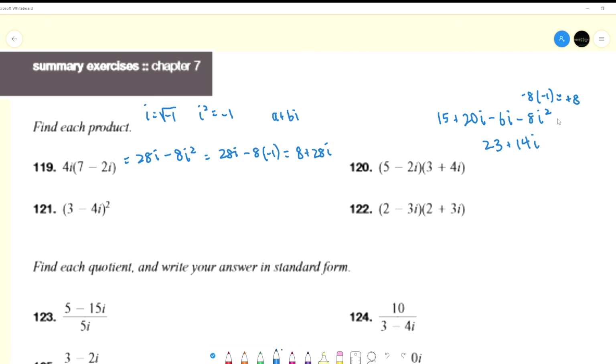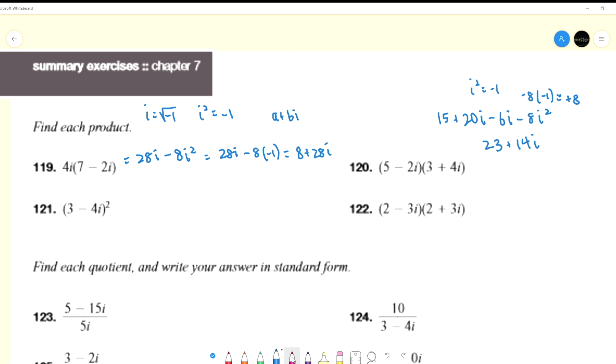Okay, so if you remember i squared is equal to -1. Because you're multiplying by -1, the shortcut is just to change this sign into the opposite sign. So instead of minus 8, you can just say plus 8.